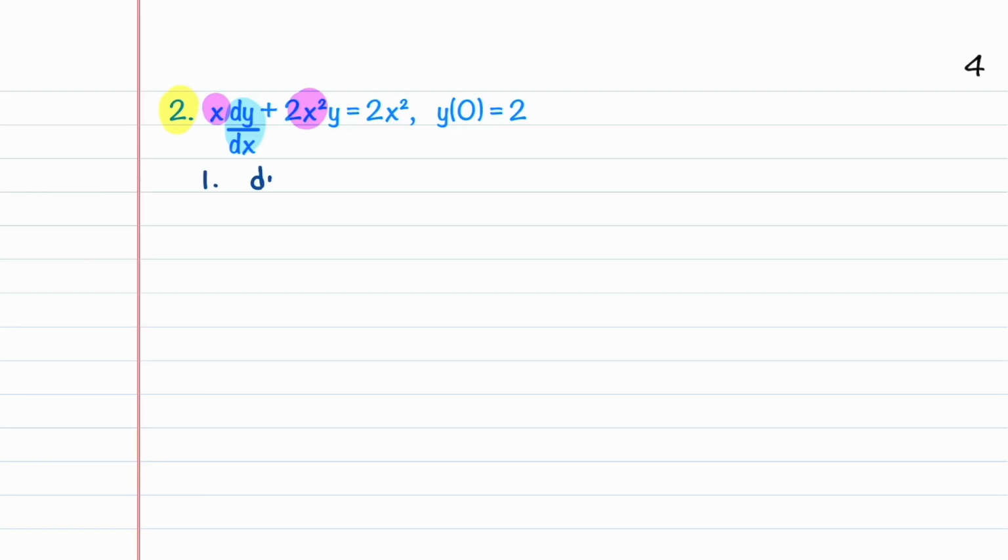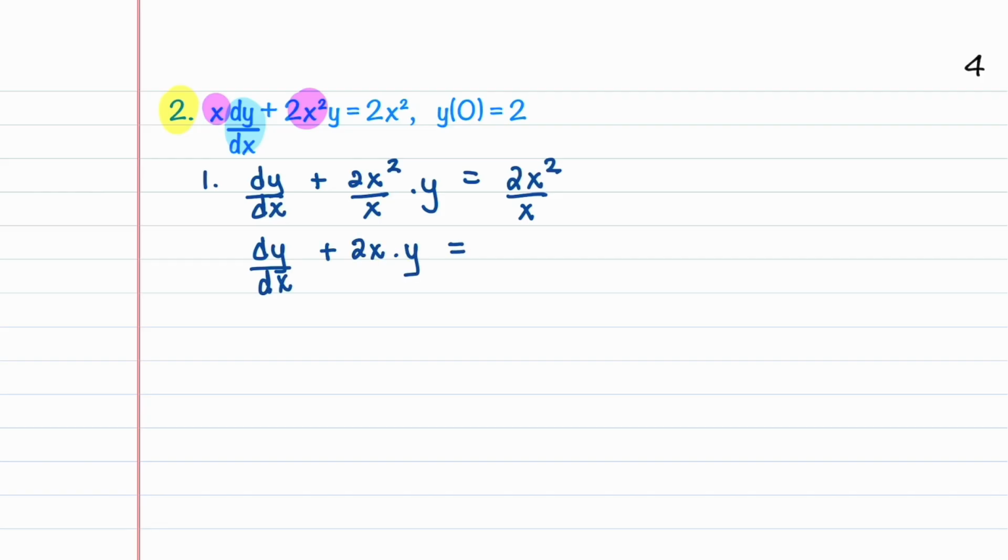This gives us dy dx plus 2x squared divided by x times y. And on the right-hand side, we have 2x squared divided by x. Let's simplify this. We have dy dx plus 2x times y, and on the right-hand side, we have 2x.